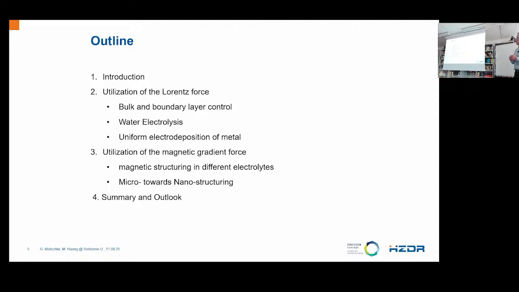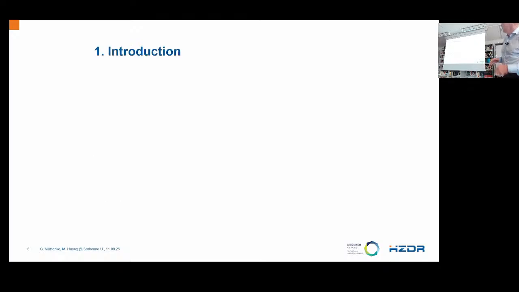So in the outline, I will give a bit more broad introduction on the topic because of the audience that we have here, and then I will mainly talk about the utilization of Lorentz force and magnetic gradient forces in order to control the flow, and then we will end up with a summary with respect to the magnetic gradient force. Here, Mengyuan will take over.